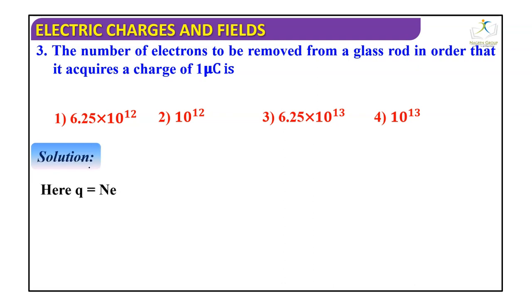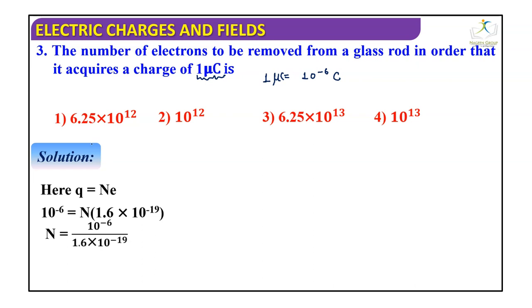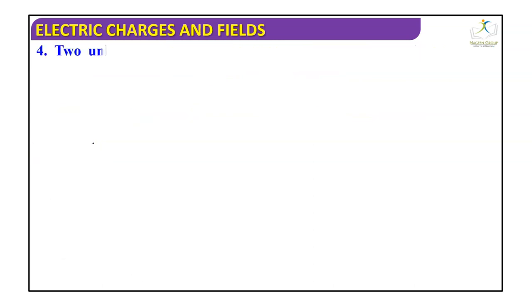So here the solution is Q is equals to NE. We know the Q is given 10^-6 because 1 microcoulomb is given there. So the value of 1 micro means 10^-6 coulomb. We just put this value and we get the data, which is 6.25 × 10^12. Moving ahead with the next question.